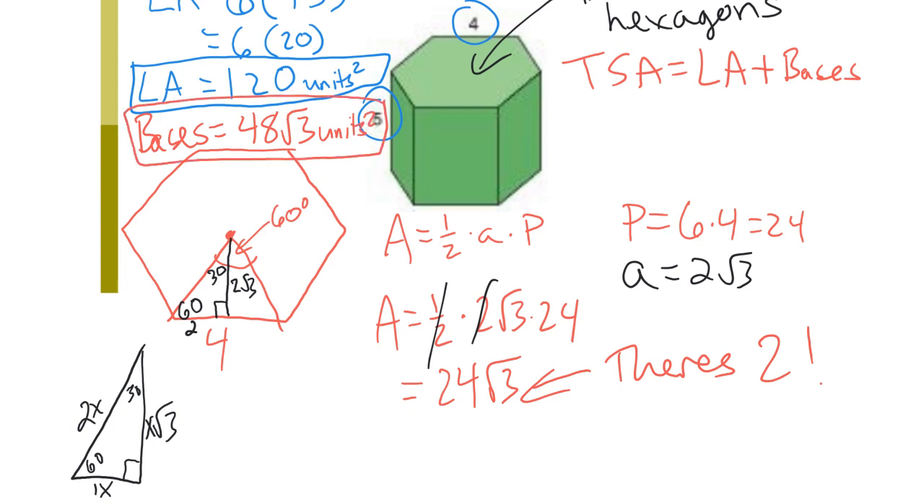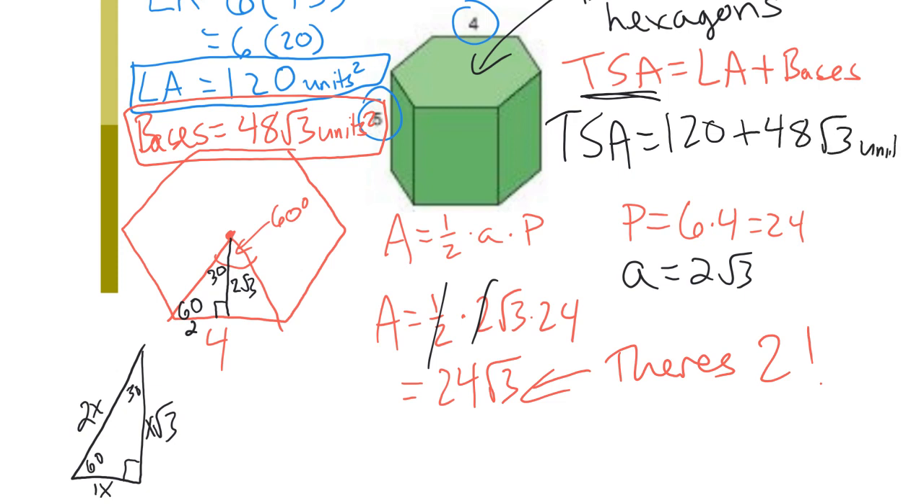And since I'm out of room, I'm coming over here to my total surface area. It says it's lateral plus bases. So 120 plus 48 root 3 units squared. And I could just leave it like that. If it were to ask me for a decimal approximation, which if we're doing an online quiz, it'll look like that. Oftentimes on paper and pencil, we'll keep it exact, meaning what we see here, 120 plus 48 root 3.